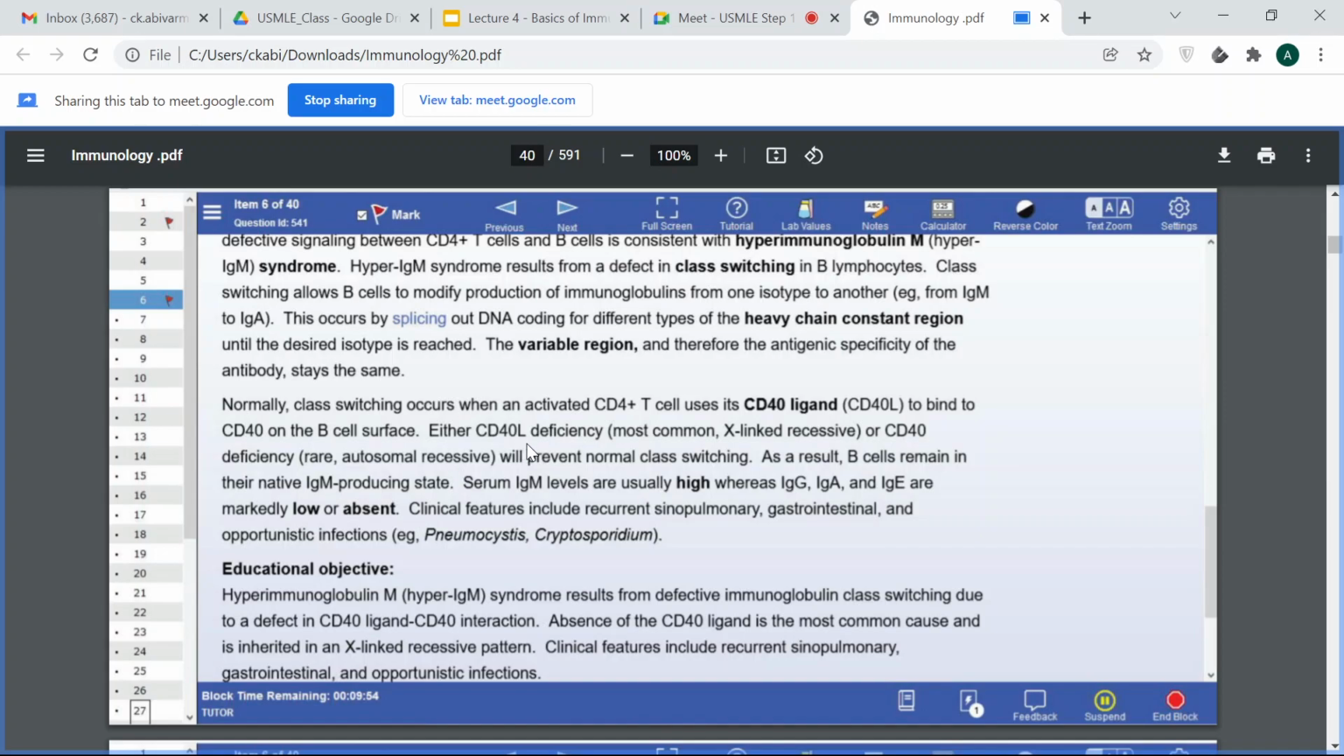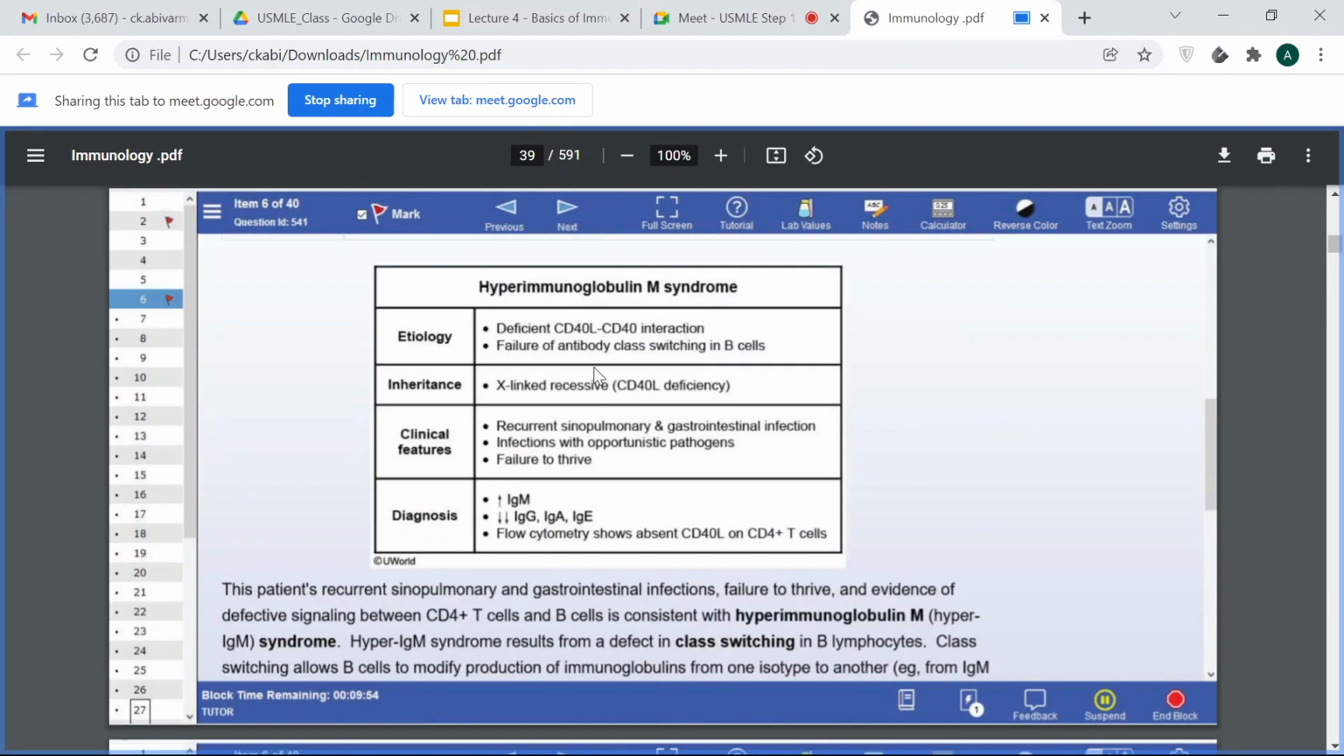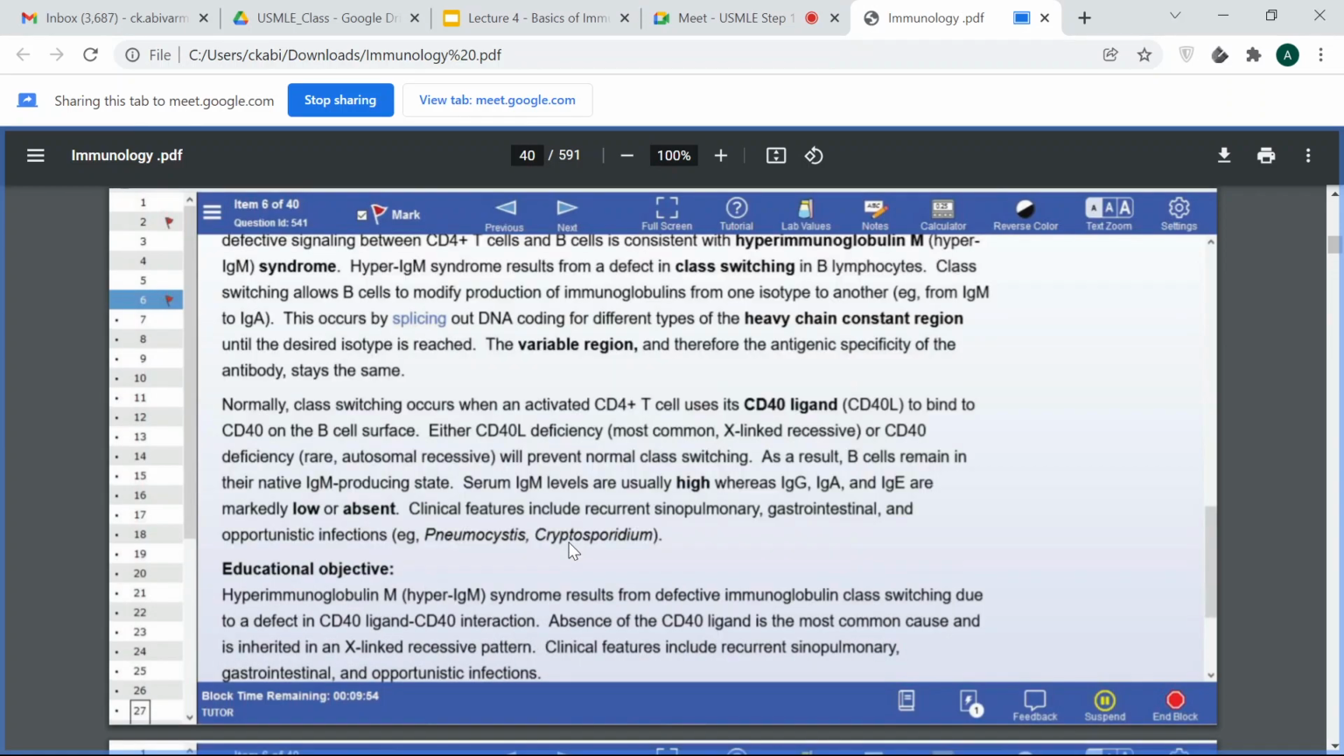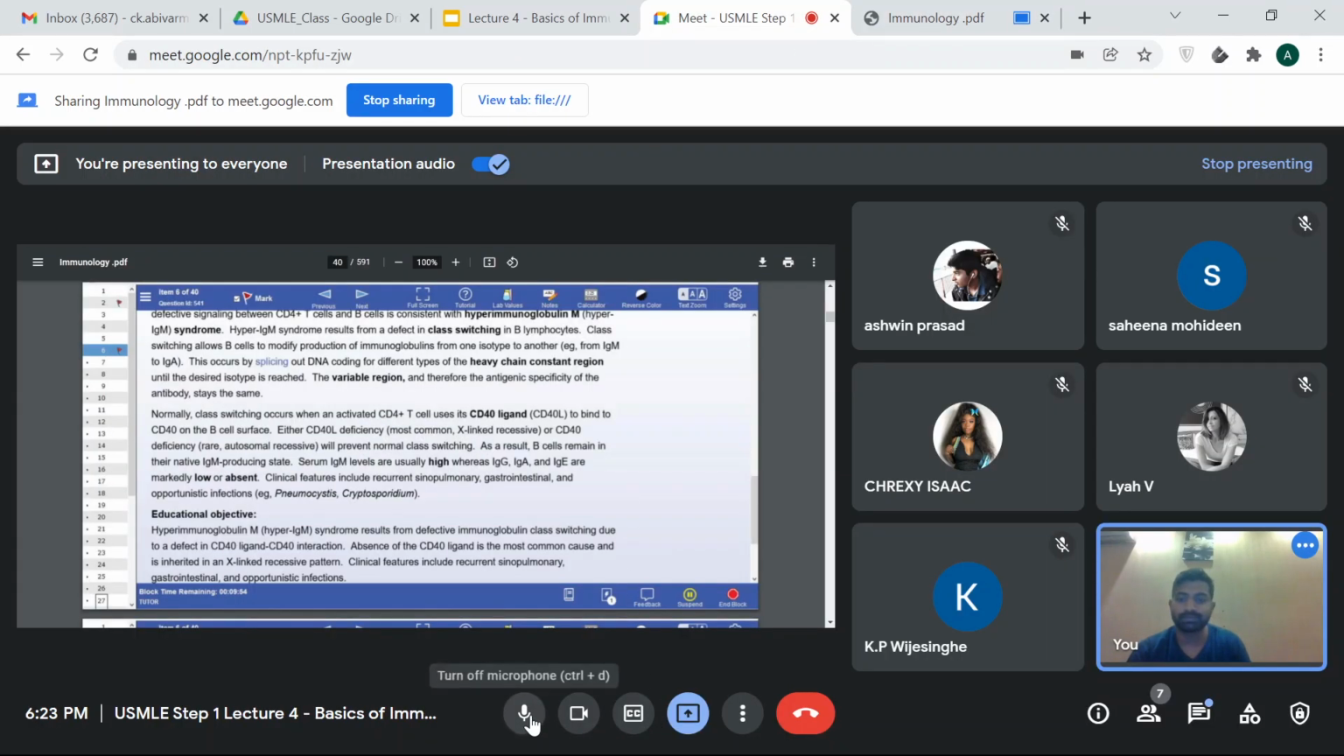So you can have CD40 ligand deficiency, which is the most common, X-linked recessive, or the uncommon one is the CD40 deficiency on the B cell. It's autosomal recessive, but will lead to the same disease because once this handshake doesn't happen, there's no class switching, so you cannot respond to all the other different types of pathogens that these antibodies function against. That's basically it, hyper IgM syndrome. It's a nice clinical correlation, and I think Ashwin will take over right now.